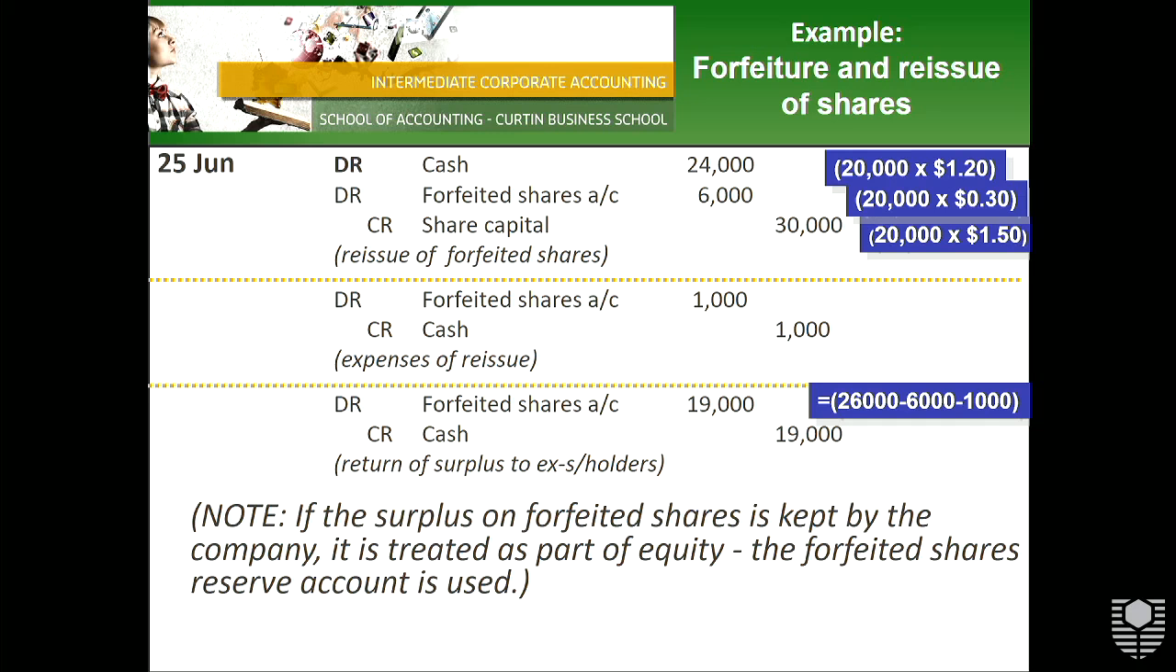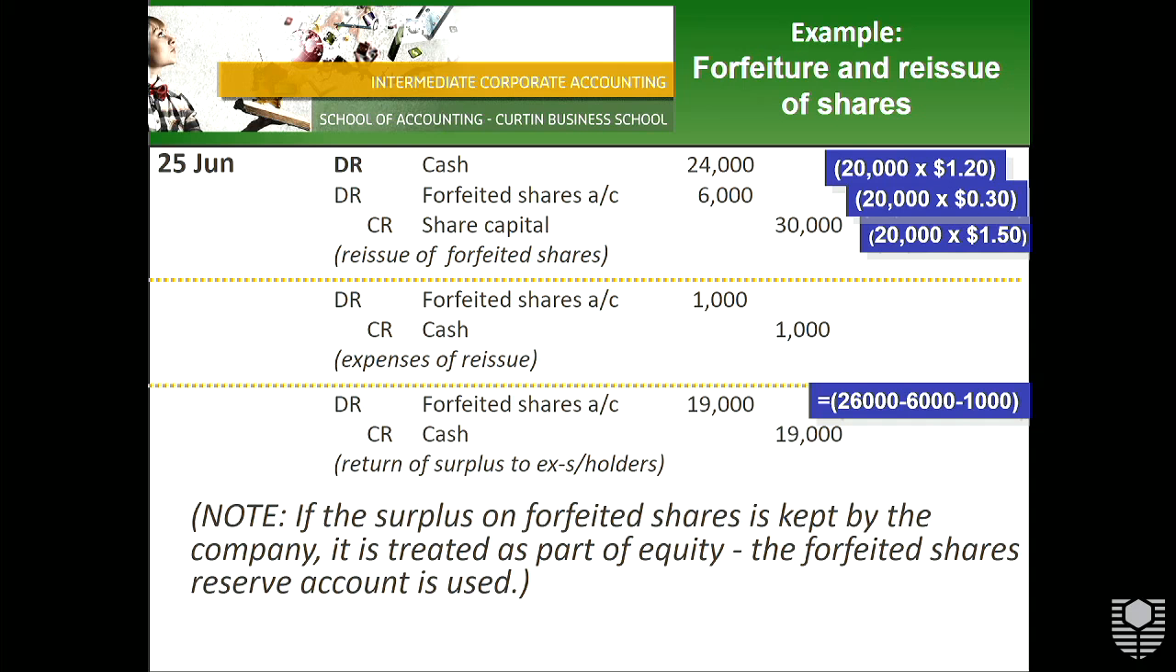Then we also have to account for the fact that when we reissue them at $1.20, we're only receiving $24,000. $6,000 of that is basically the discount that we need to remove before we pay them back in that last journal entry. We've got reissue costs that need to come out of that forfeited shares account as well. So in the last journal entry, we've got $19,000 left.